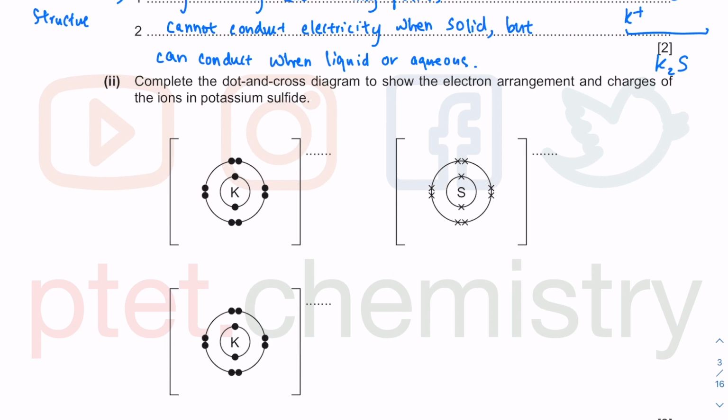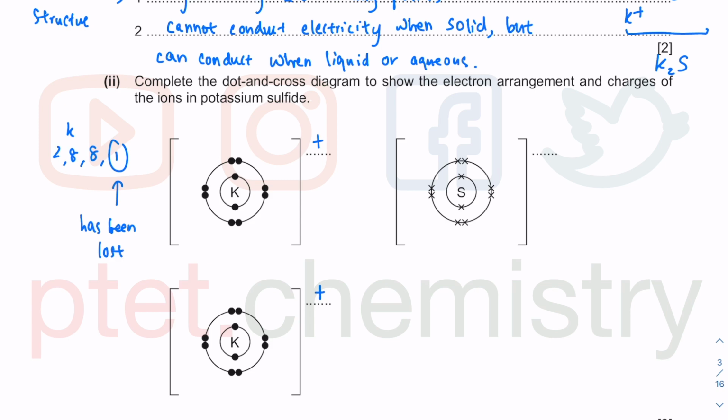Now complete the dot and cross. The potassium forms the K+. The potassium has these dots. You originally have potassium 2, 8, 8, 1, and this thing has been lost. And where does this dot go to?